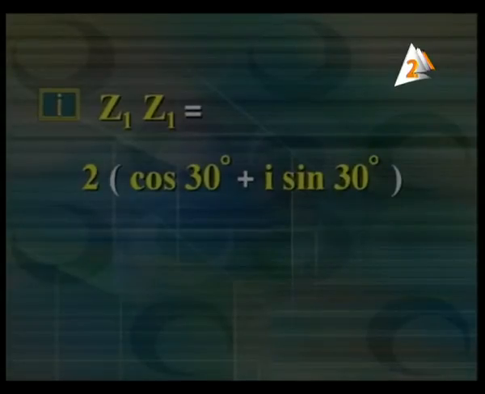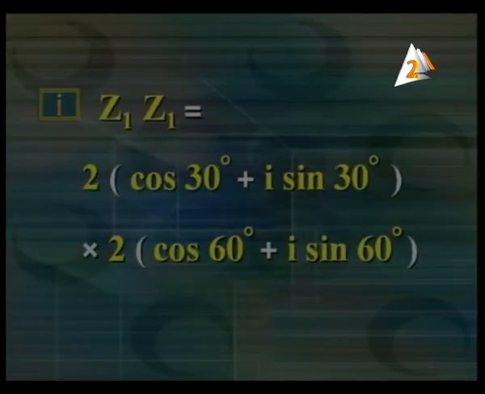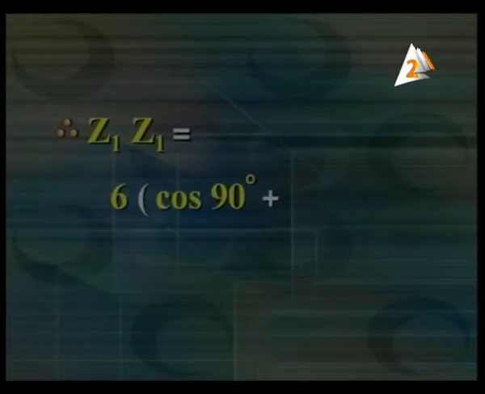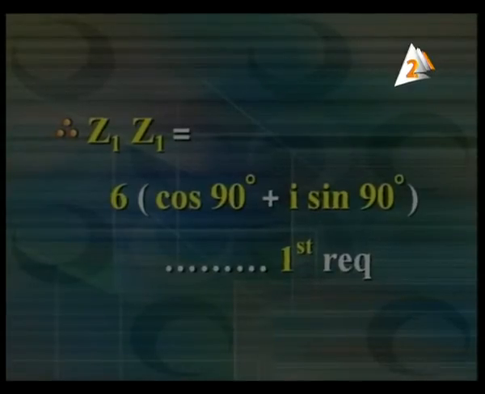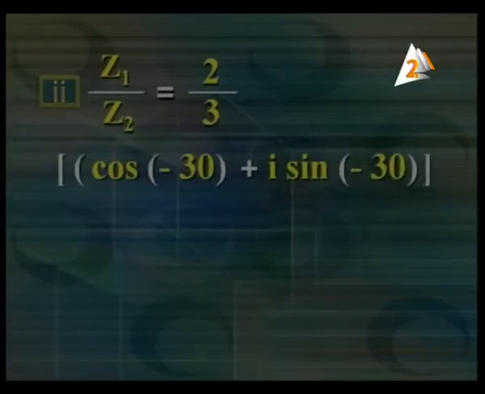Solution. By using De Moivre, for z1 times z2 we multiply: 2 times 3 equals 6, and we add the angles, 30 plus 60 equals 90. So z1 z2 equals 6 cosine 90 plus i sine 90.